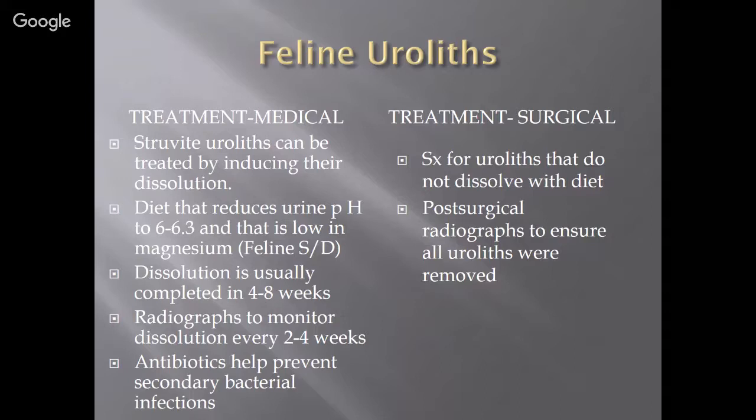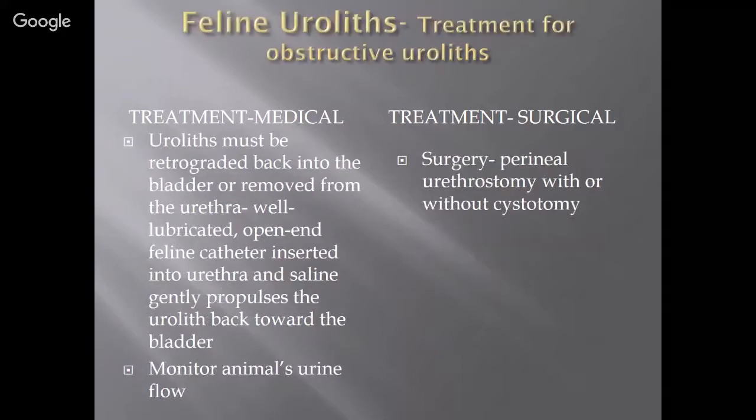Sometimes we need to do surgery to remove these uroliths. If we have a lot of uroliths, we cannot dissolve them with a diet. We can do surgery to remove all of those uroliths, and then post-surgery we can do X-rays to make sure that they're all removed. Uroliths can also be retrograded back into the bladder or removed from the urethra if we have a well-lubricated open-end feline catheter, and we insert it into the urethra and then use a big syringe with saline and propulse the urolith back into the bladder, which we may have to do if they are blocked.